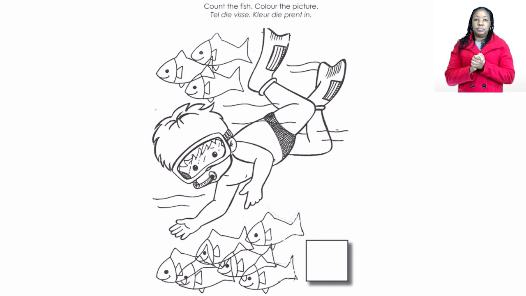On page 6, I would like you to look at what is happening in the picture. There is a sea diver under the sea. He is looking for something, maybe a treasure. But what did he see? We can see there are fish in the sea. Let's count the number of fish that we find in the picture.